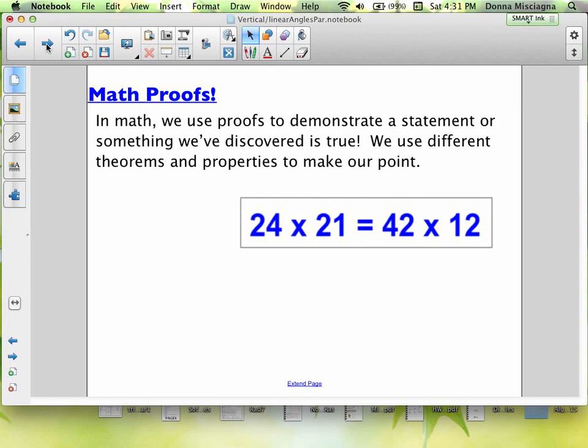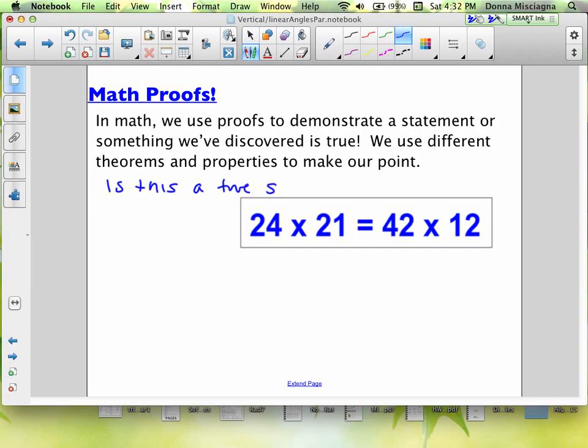So anything that we say in mathematics has been proven to be true. That's why it's the queen of all sciences. We use different theorems and properties to make our point. So here I have a number statement: 24 times 21 equals 42 times 12. And my question for you is, is this a true statement?